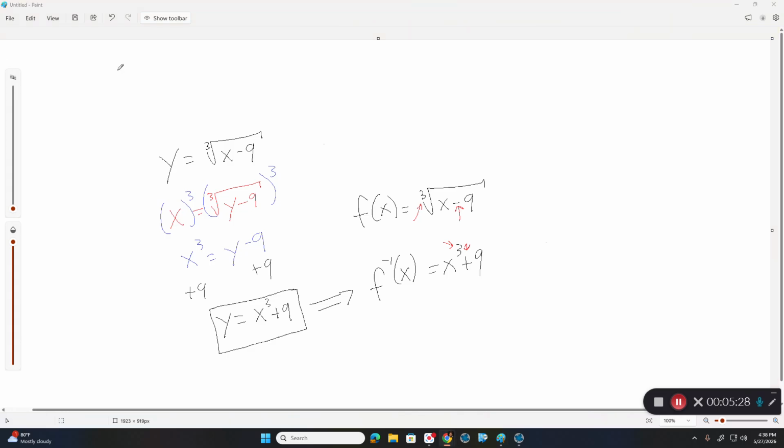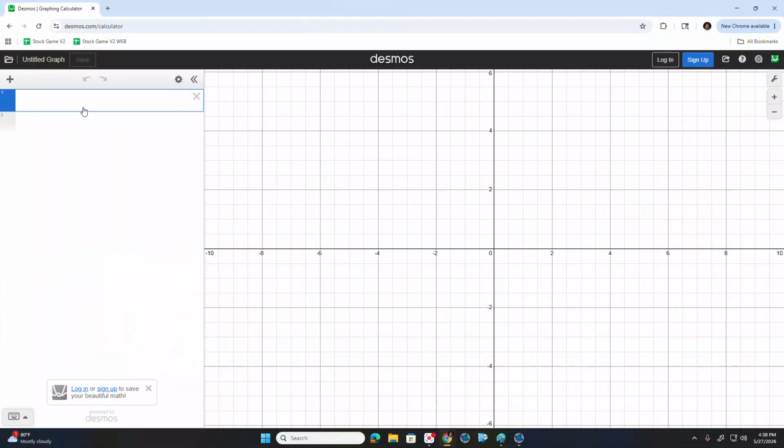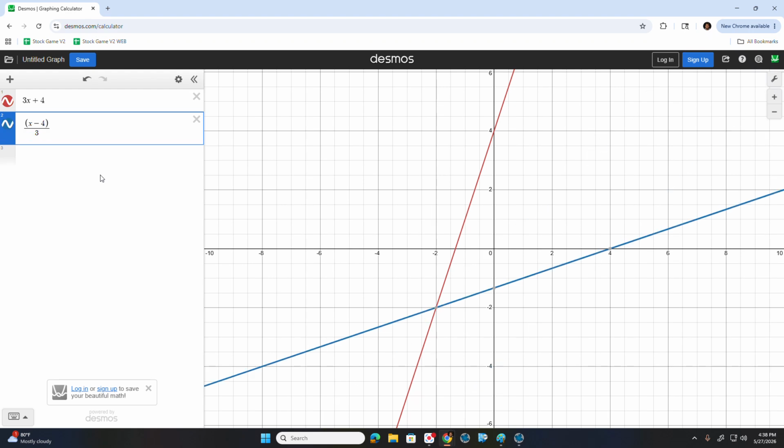One thing I do want to point out is there's a very special relationship between, once again pulling up some Desmos, a function and its inverse. So let's talk about some functions and their inverse. The one that we just looked at, this was 3x plus 4. And what we got as an inverse was x minus 4 divided by 3.